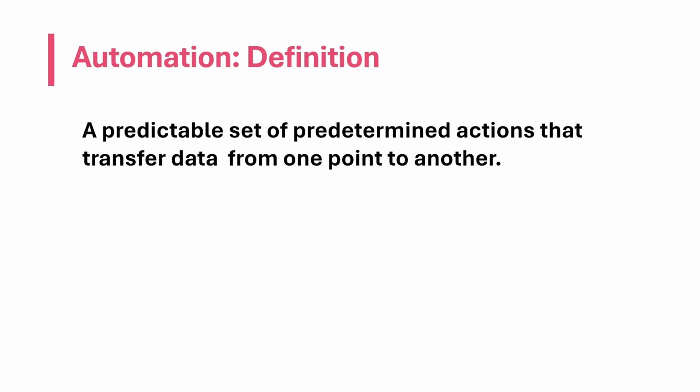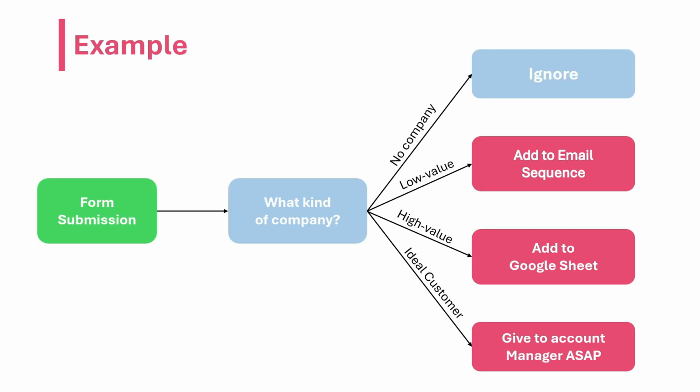Predetermined action means you have already given a certain pattern or algorithm to the automation tool so that it performs the task in a repetitive mode, and it will transfer your data from one point to another based on certain criteria and conditions. For example, in n8n you can set a trigger, like when a form is submitted, then define what happens next, whether it goes to a Google Sheet, an email sequence, or directly to a manager.